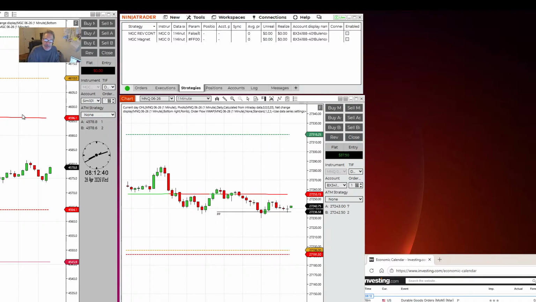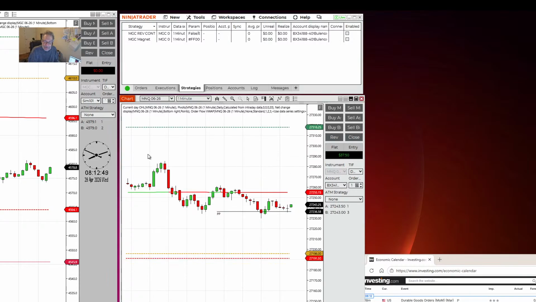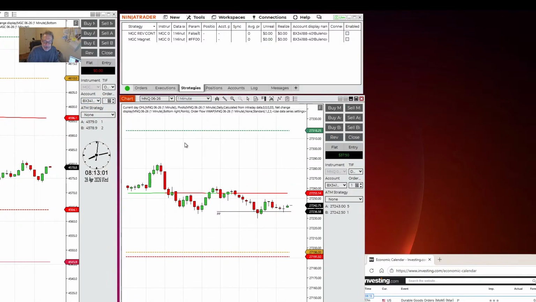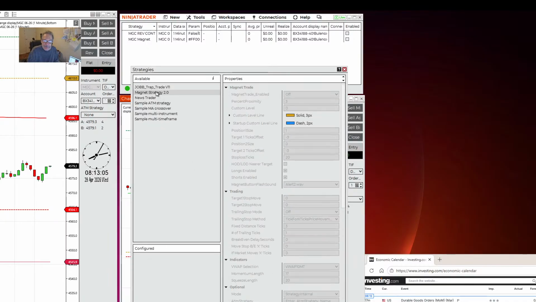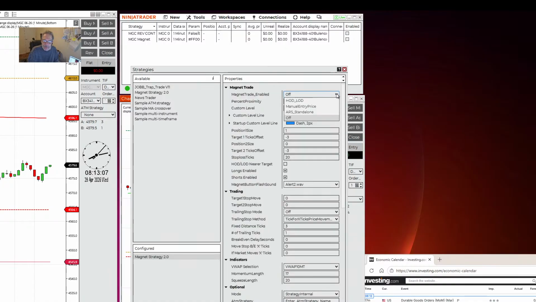Okay, so we've set up very simply a reverse continue and a magnet. And we'll put our chart trader on the account we want to be trading on, which is account number 40. On the MNQ, we'll do a similar thing. We'll put a quick magnet on. MNQ, we'll do high of day, low of day for the moment. We'll put a couple of contracts, just one position.